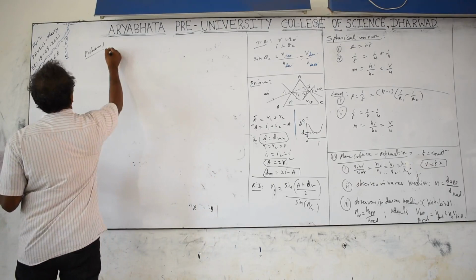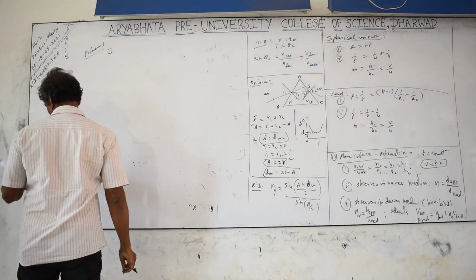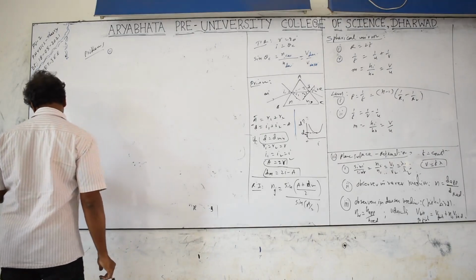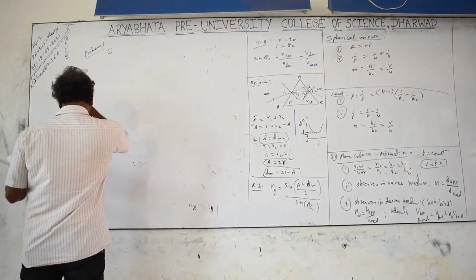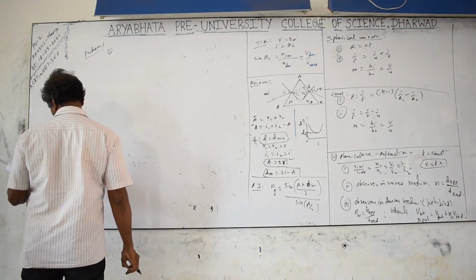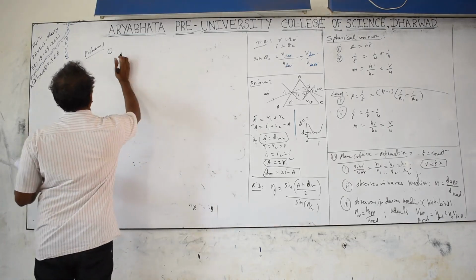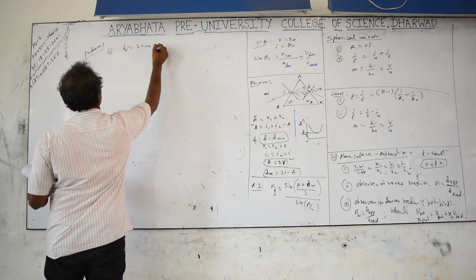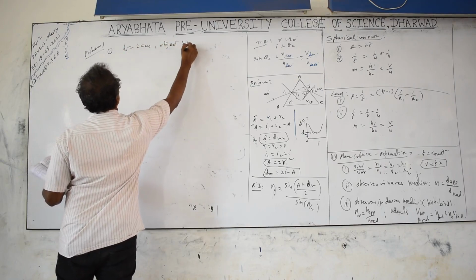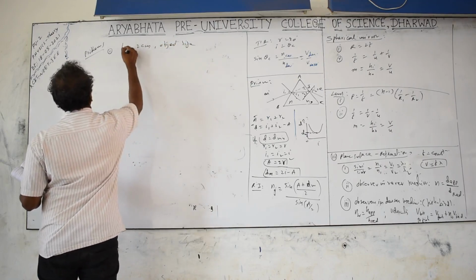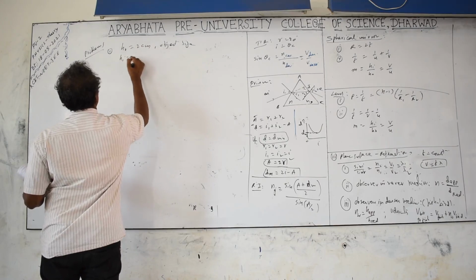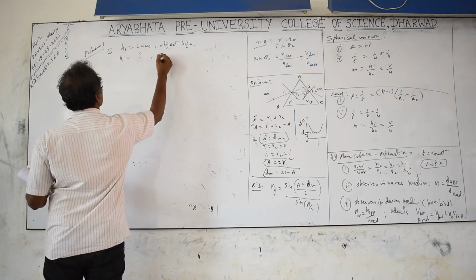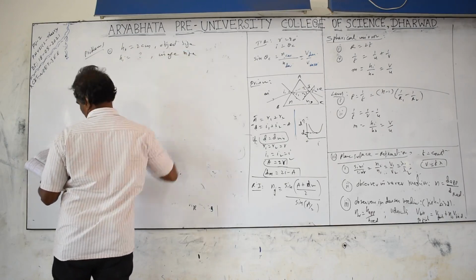Problem 1. Object size is 2 centimeters, placed 10 centimeters in front of a concave mirror of radius of curvature 40 centimeters. Then what is the image size? Here you are given object size, h_o is 2 centimeters. h_i is how much? That is the image size.